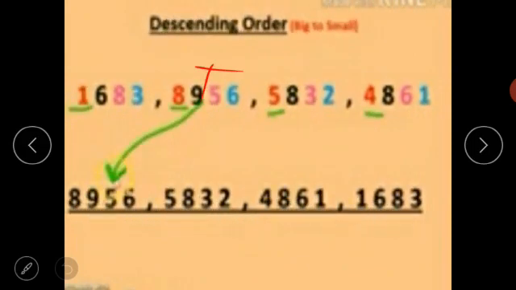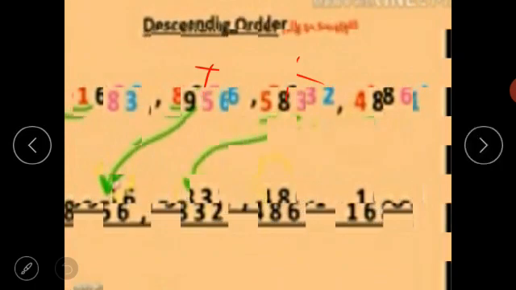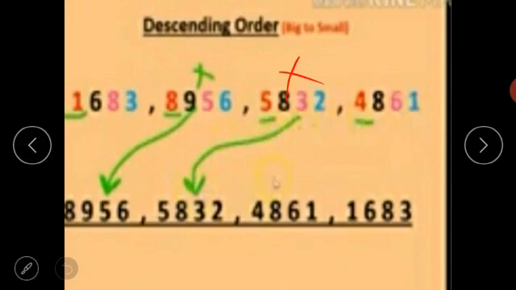Among 1, 8, 5, 4, which one is biggest? 8 is the biggest one. So first we write 8956. Cross out that number. Then which is biggest? 5 is biggest. So 5832. Cross out the number.